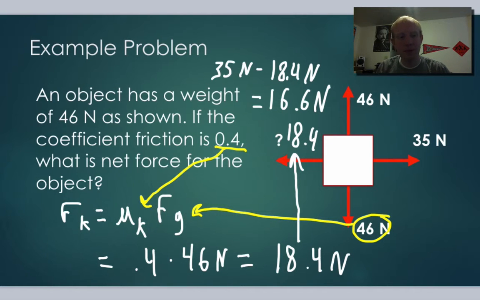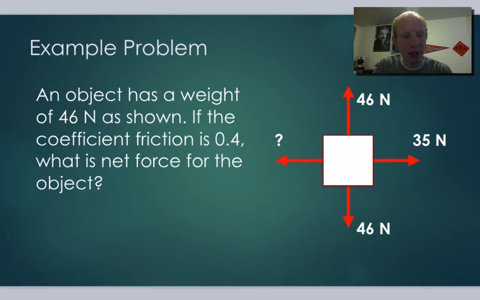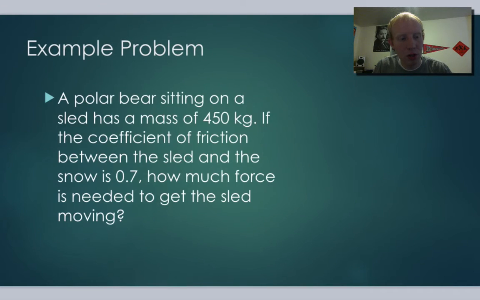Let's try another one to see if we've got this down. A polar bear sitting on a sled has a mass of 450 kilograms. If the coefficient of friction between the sled and the snow is 0.7, how much force is needed to get the sled moving? Let's draw the force diagram first to make sure we've got this.